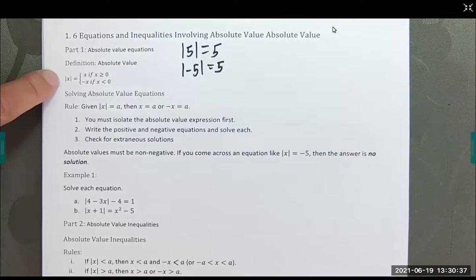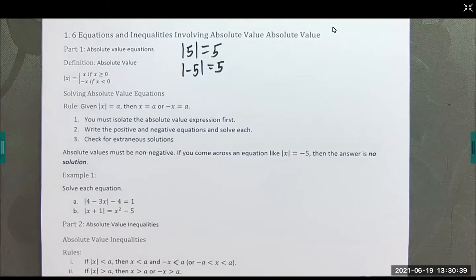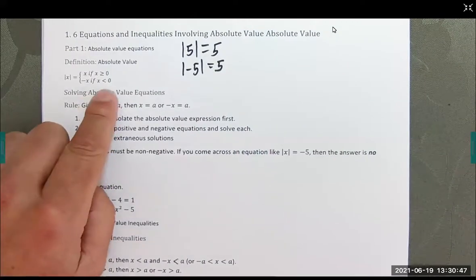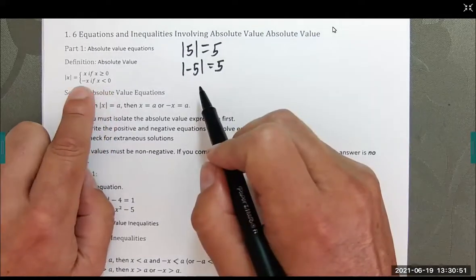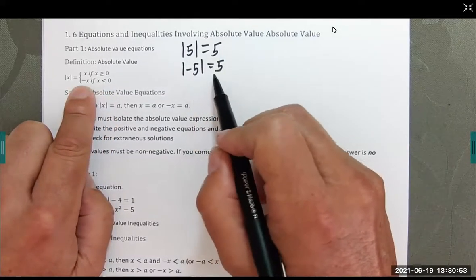And here's the official definition. We have the absolute value of x is equal to x if x is positive, bigger than or equal to 0. And absolute value of x is equal to negative x if x is negative or less than 0. So basically, if it's negative, slap another negative onto it, multiply it to change it positive.